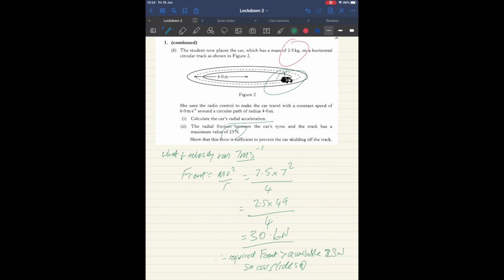That centripetal force has to come from somewhere, whether it be gravity, friction, or tension in a string. It's not a separate force itself. It's a result of other forces. And if you get hold of that, you can really get a long way in centripetal acceleration. Okay, centripetal forces.